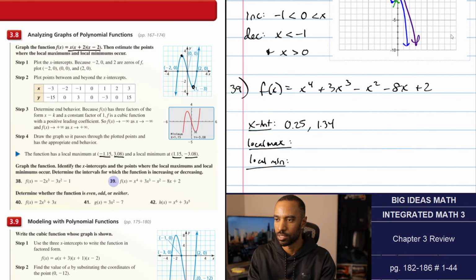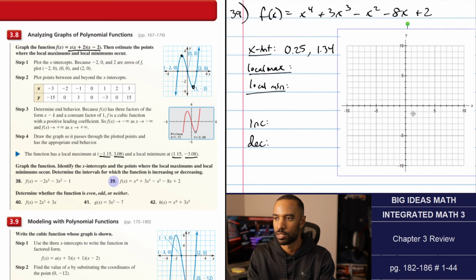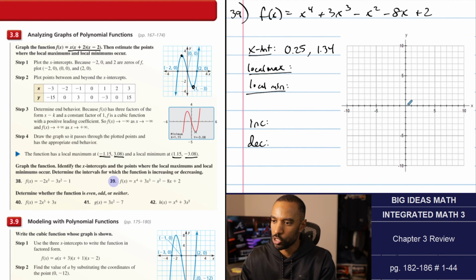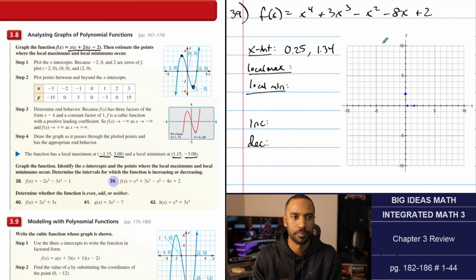When I use this same graph paper, copy, paste. There it is. When I use this same kind of graph paper, we'll have 0.25, a quarter of the way over, and 1.34, 1 1/3, like that. By the way, there's a y-intercept of 2. There's a y-intercept of 2, right?